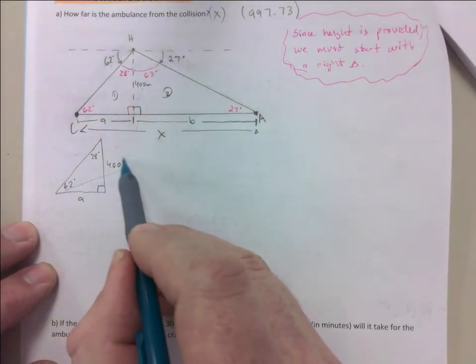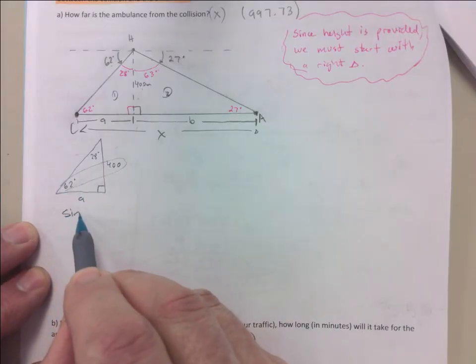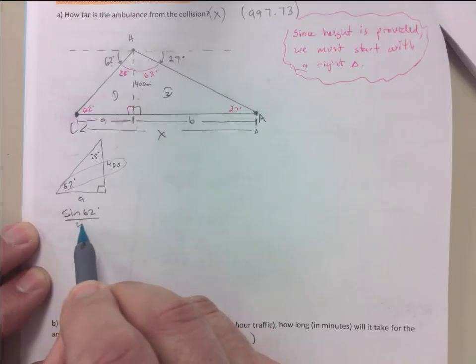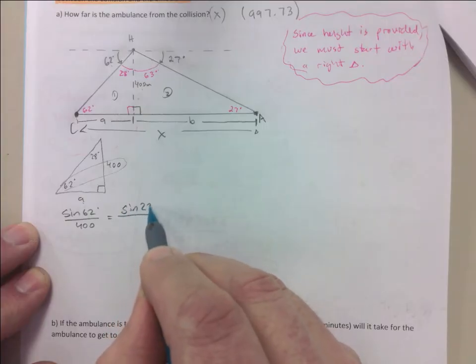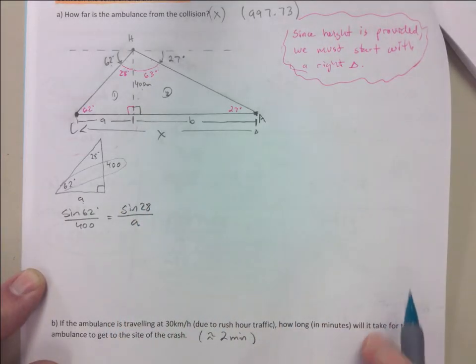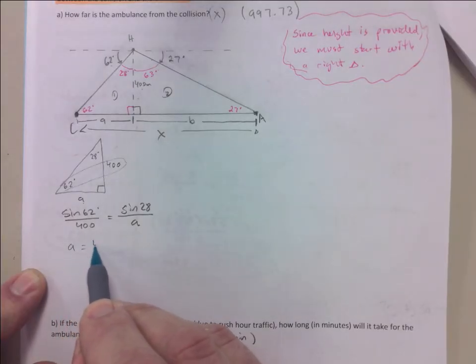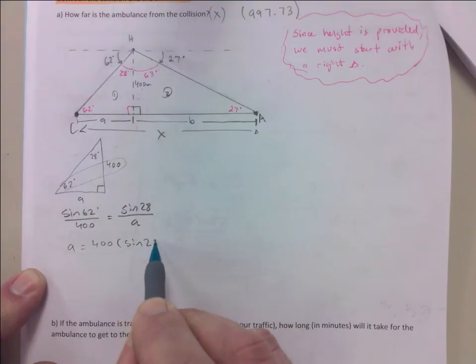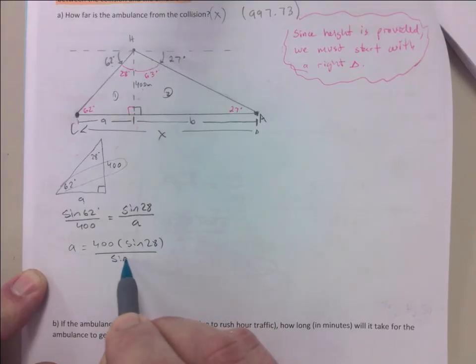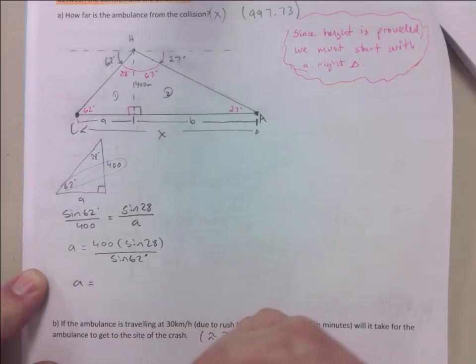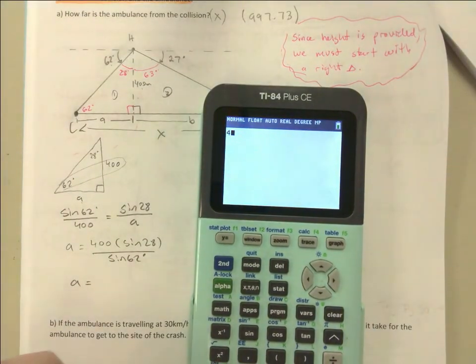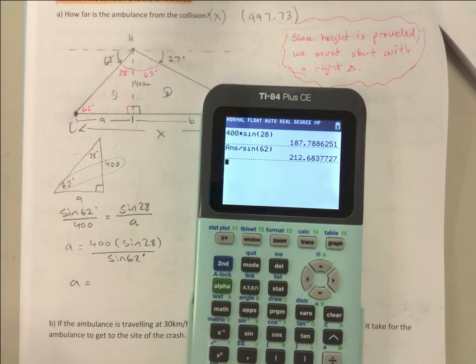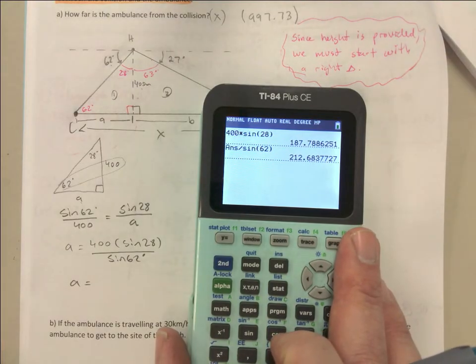Okay, I've got my pair, so I'm going to do the work here. Sine of 62 over 400, and sine of 28 over A. Let's solve for A. 400 times sine of 28 divided by sine of 62. So it's 400 times sine of 28 divided by sine of 62. That's 212.6837.